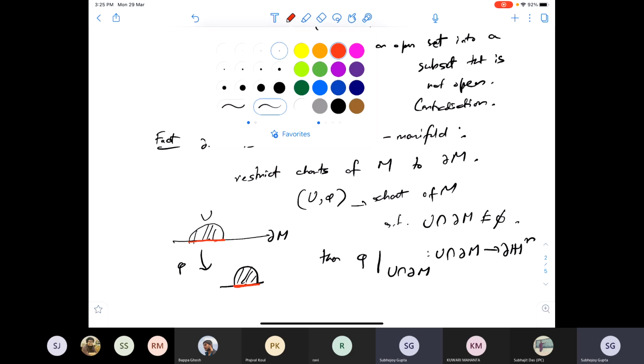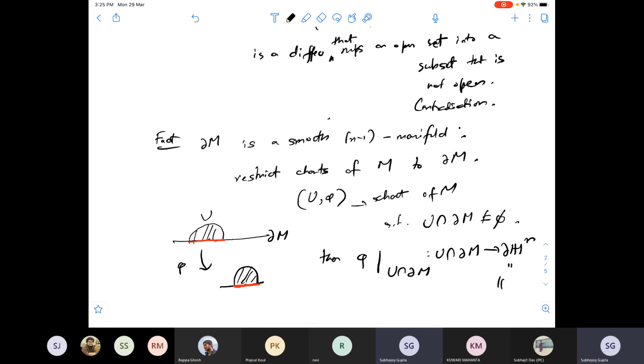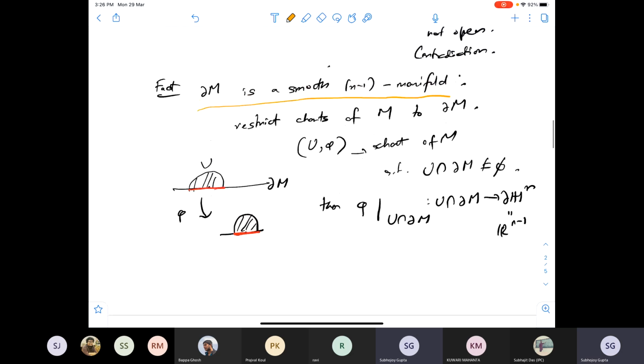But what's the red portion lying inside? Well, it's lying inside the boundary of Hn, which is Rn-1, right? So these charts, if you restrict them to the boundary, you get charts to Rn-1. And this is how you get a smooth atlas on M. If you restrict it to the boundary, you get an atlas for the boundary of M. And this time it's mapping to open sets in Rn-1, so you get an n-1 dimensional manifold. So this is often a useful fact, and it's something that will come up quite often.